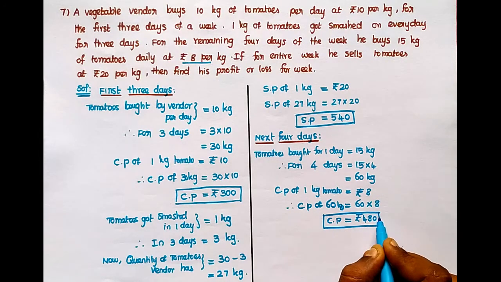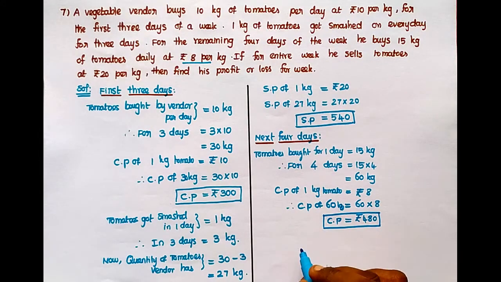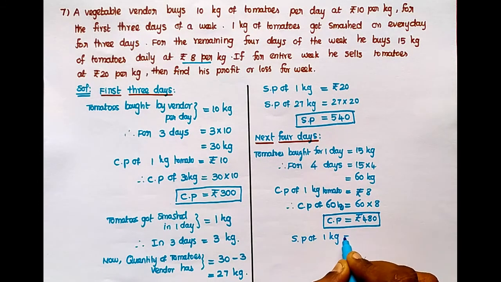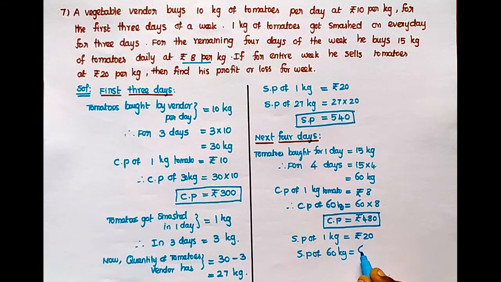And now selling price. Selling price of 1 kg how much? Rupees 20. So selling price of 60 kg, that is equal to 60 into 20, 1200. That is selling price.